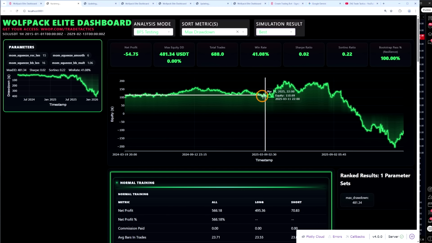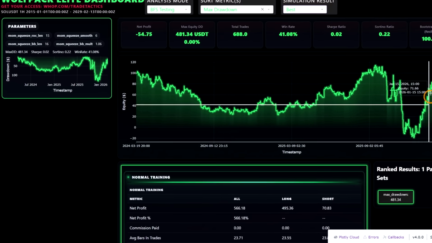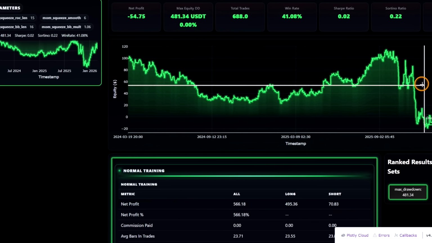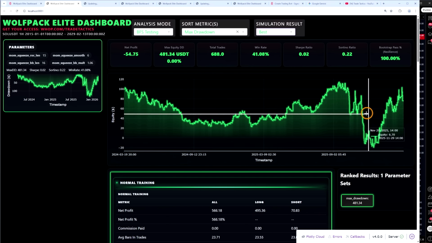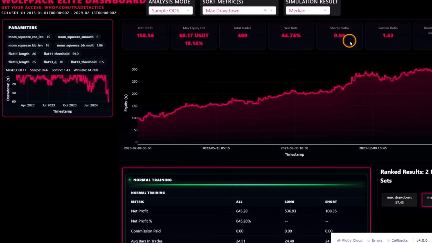I can show you other simulations here. This is another randomized candlesticks. And it's still holding its ground, but not quite perfectly, as you can see here. So this was the momentum squeeze, but we do have our final version here that it built, and the max drawdown in the out of sample is only 19%. Sharpe ratio came way up to 0.66 in this version.